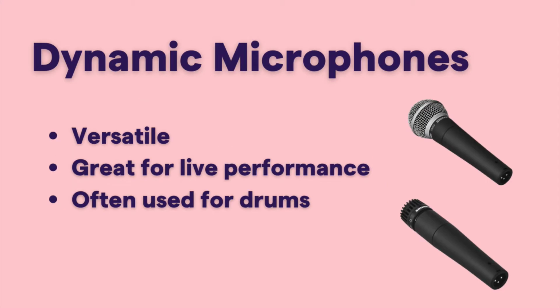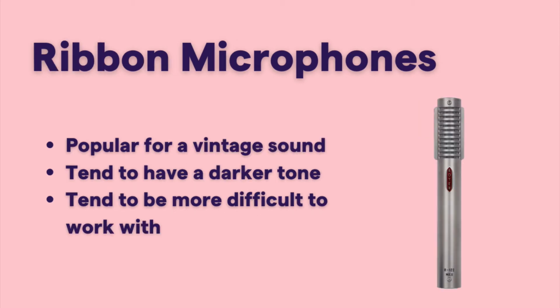Dynamic microphones are also very versatile. They're great for live performance. They're generally very rugged and durable. They don't have to be used for drums again, but they can be, and they often are. Ribbon microphones are a little bit less popular. Technically, they're a type of dynamic, but really they're in a category of their own. They're popular when you're looking for a vintage sound. They tend to have a darker tone, and they tend to be more difficult to work with, although the newer ribbon mics tend to be easier to work with.